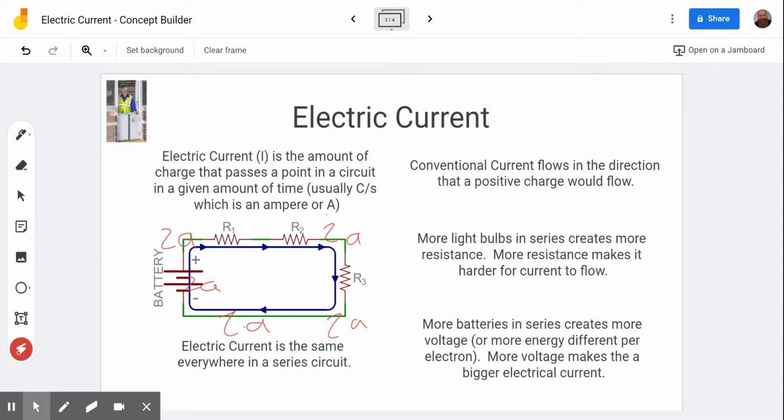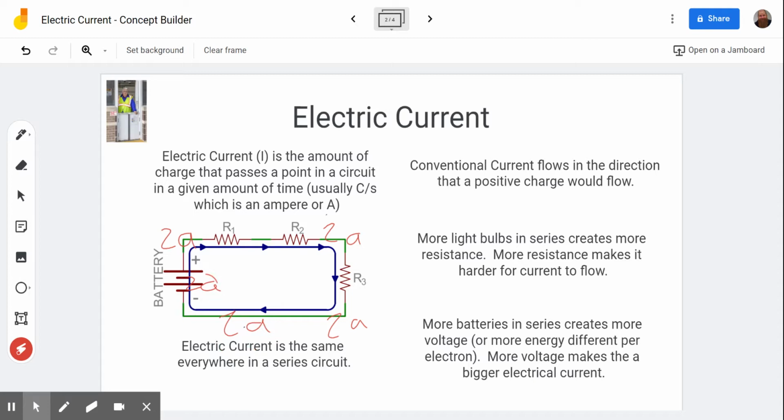we can't get a buildup of charge. So if the electrons are flowing through here and there was more current here than here, well, then we're going to get a whole lot of electrons in here, just building up and building up. And well, electrons repel each other. So that just never happens. If we're in a series circuit, the current will be the same everywhere in the circuit.